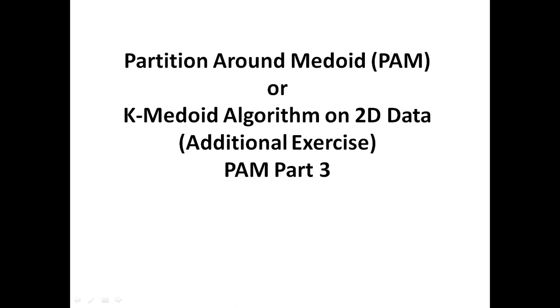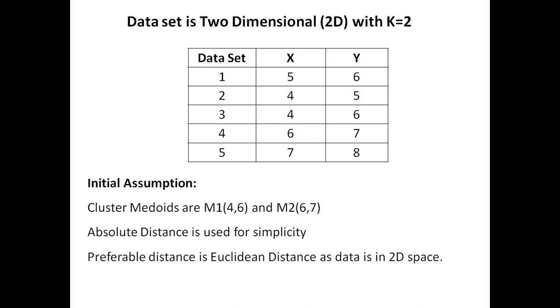Partition Around Medoid, or K-Medoid algorithm, on a two-dimensional data set. The data is given in two dimensions with a number of clusters, that is k equal to 2. The data set contains 5 points in dimensions x and y. The points are (5, 6), (4, 5), (4, 6), (6, 7) and (7, 8).